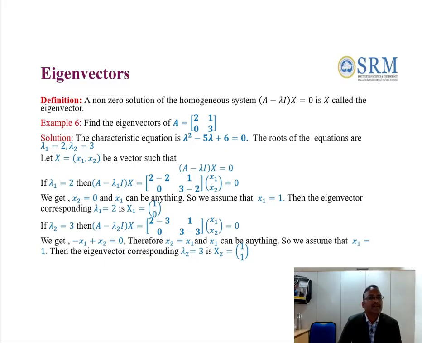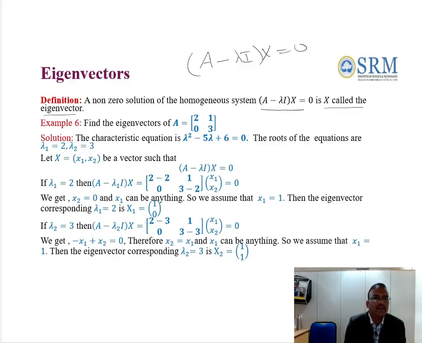What is the definition of eigenvector? A non-zero solution of the system of equation a minus lambda I into x equal to 0. Okay, that x is called the eigenvector. Okay, what is the first observation? A non-zero solution of the homogeneous system a minus lambda I into x equal to 0.